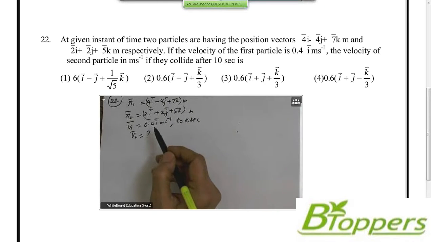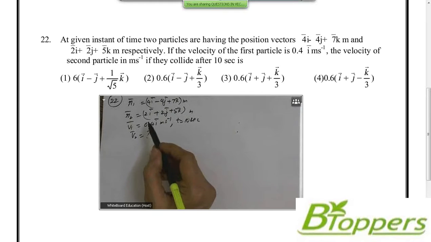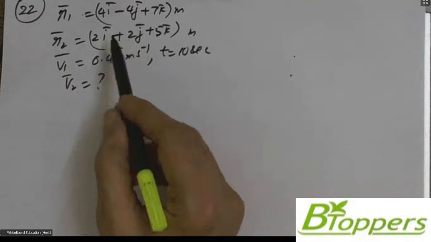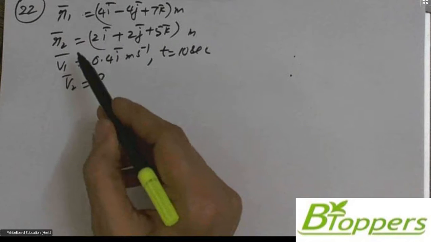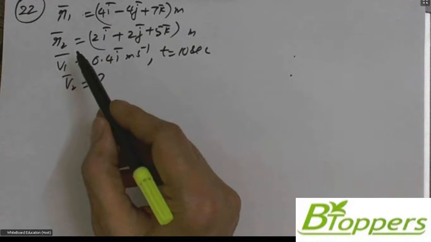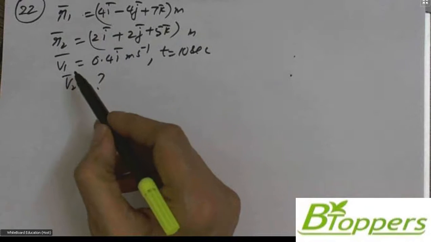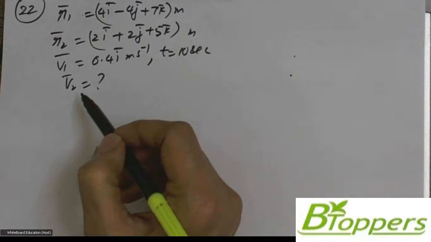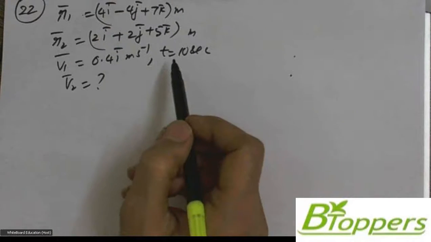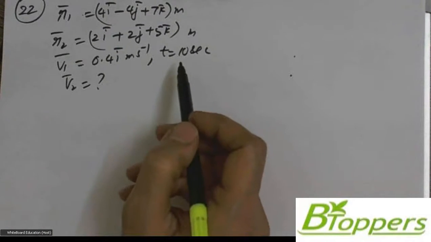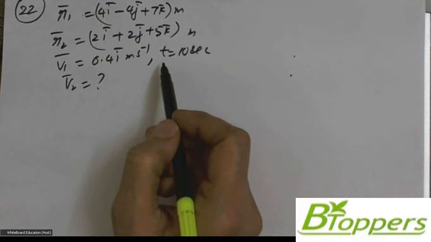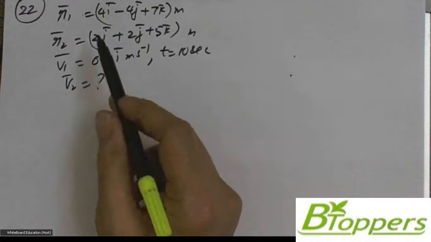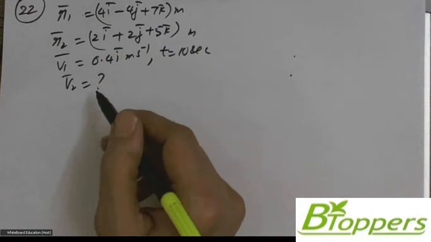Come on, look at the solution of the problem. The position vector of the first particle I am denoting by R1 bar, and of the second particle by R2 bar, which are given. The velocity of the first particle I am denoting by V1 bar, and of the second particle by V2 bar. The time after which the collision takes place I denote by T. You are given V1 bar, R1 bar and R2 bar. You have to find V2 bar.